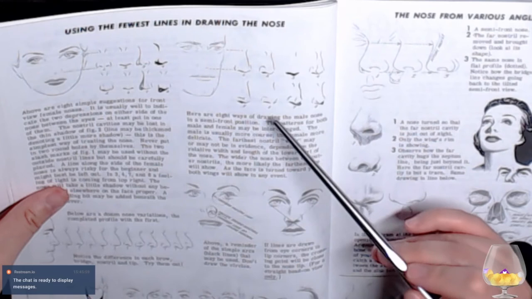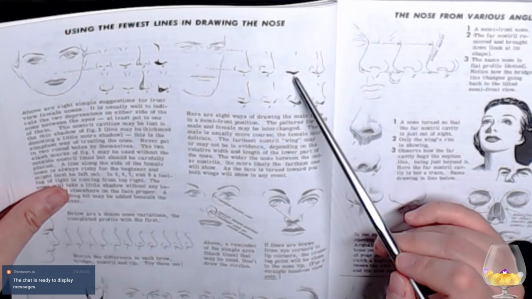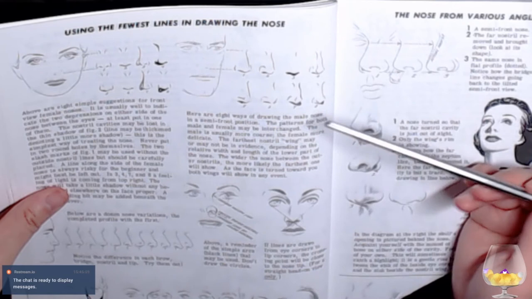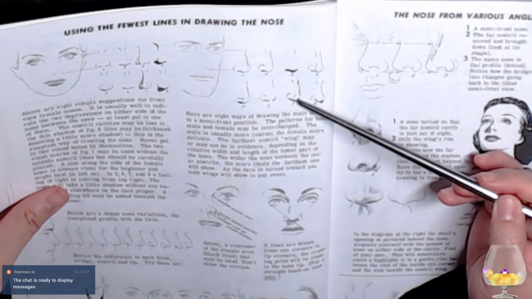So most of the detail I'm seeing in these illustrations is coming from the top of the nose, like around the wing of the nostril, or more detailed angle evidence of the ball tip of the nose or the bridge. So that's what I'm getting out of this.